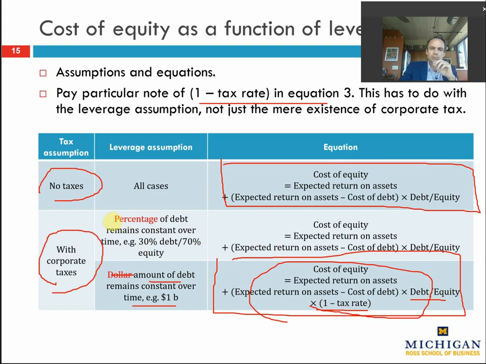But the final case we have to consider is what happens if the percentage of debt remains constant over time? For example, 30% debt, 70% equity. And we're going to see that if the percentage of debt remains constant over time, we're going to end up with the same equation we had at the start. So even though the corporate taxes exist, we're going to end up with an equation that says the cost of equity is the expected return on assets plus expected return on assets minus cost of debt times the debt to equity ratio. And we're going to illustrate that in our following discussion.